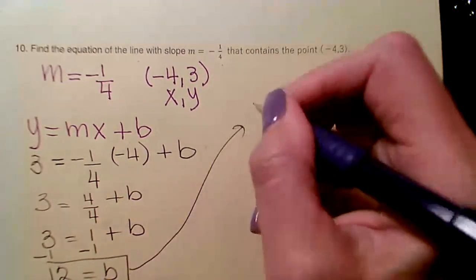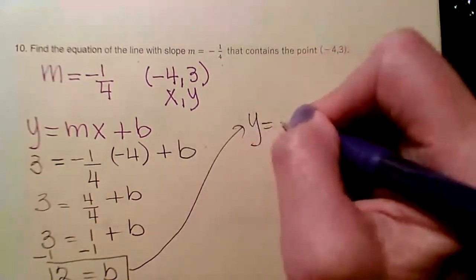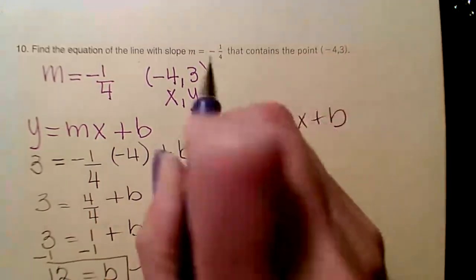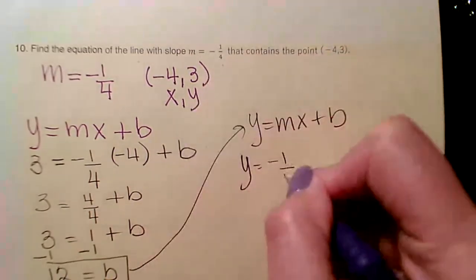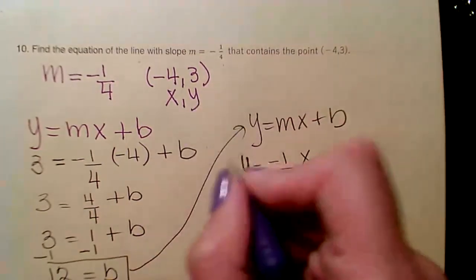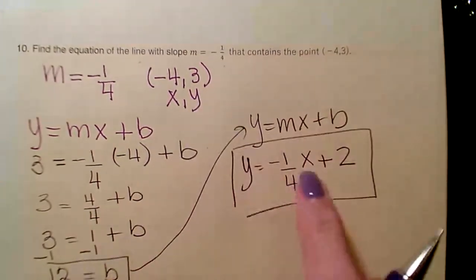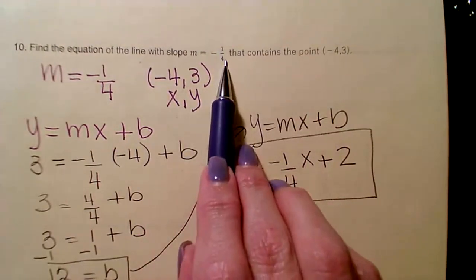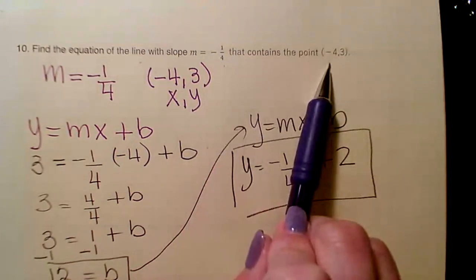So then I come here, y equals mx plus b. They're giving me the slope, which is negative 1/4, and I just found my b. That's the equation of the line that has a slope of negative 1/4 and passes through this point.